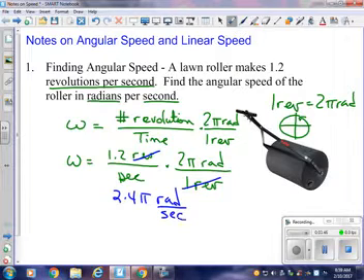Now we want to leave it in that format because omega, and we could change that to a fraction as well, but omega, you don't multiply the pi in, you leave the pi because it's radians, and radians are in terms of pi. Now this one didn't ask for linear speed, so we'll need to see another example in order to be able to do linear speed.